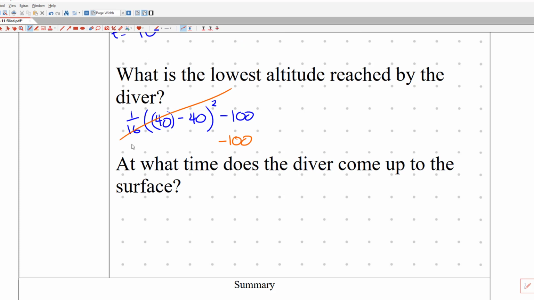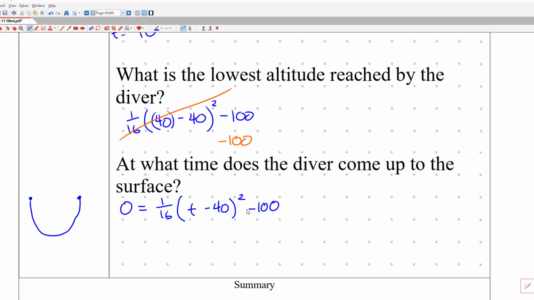And finally, at what time does the diver come up to the surface? So what does that mean? That means you have to be thinking about the problem in terms of its context. So let's say that the diver starts here, he goes down, and then he comes back up. So he surfaces again. So I'm looking for when I have a height or an altitude of 0 instead of a negative value. So I'm going to say my height is 0, my altitude is 0, and that's going to equal our equation 1/16 of, was it t? I think it was t, not x. So (t minus 40) quantity squared minus 100.